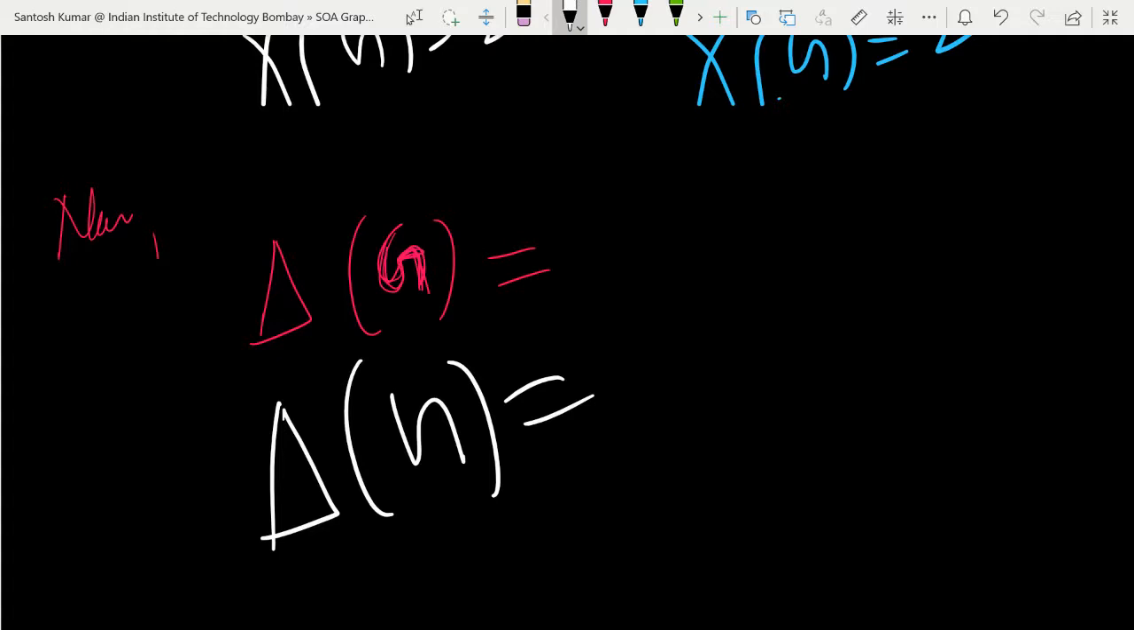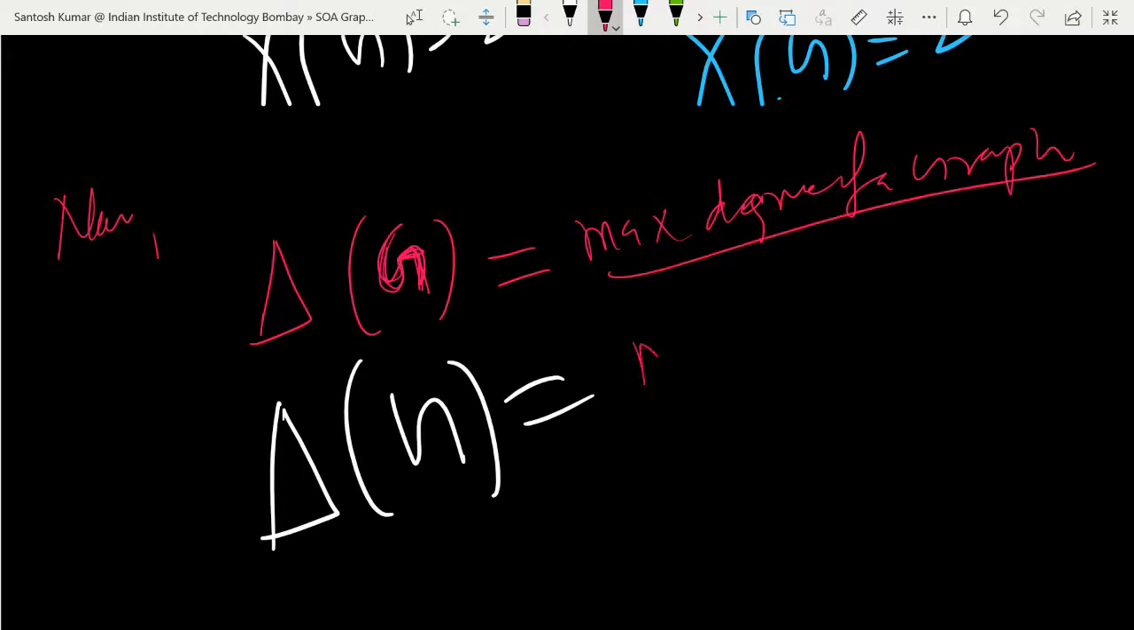No, sir. Okay. Degree of a vertex, you know? How do you define degree of a vertex? So tell me, what is the degree of a vertex? How do you define the degree of a vertex? So I will come to this. This notation is actually the maximum degree of a graph, or you can say the degree of a graph, no problem.